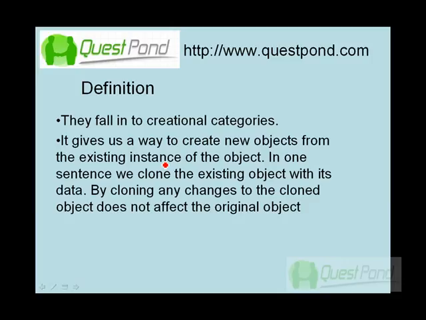Second thing is, prototype pattern gives us a way to create new objects from the existing instance of an object. Let's say that you have some kind of object which you want to clone, and then you want to do some kind of operation on that cloned object. But while doing the operation on the cloned object, you don't want to affect the main or original object. So you can say this is basically cloning or xeroxing.